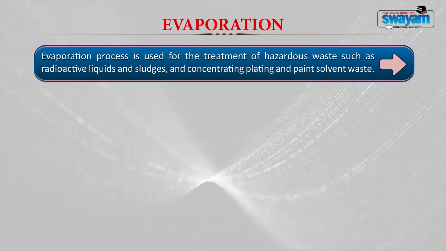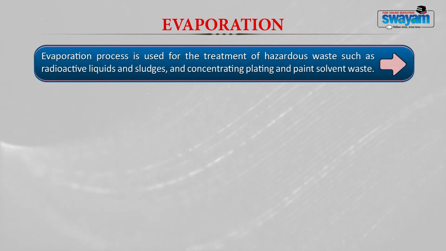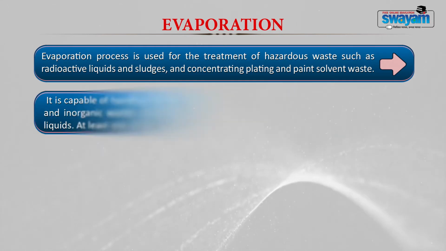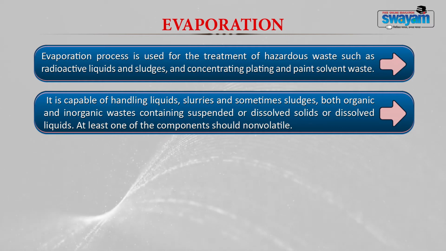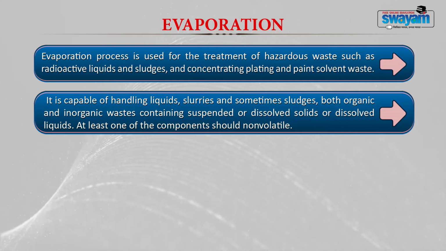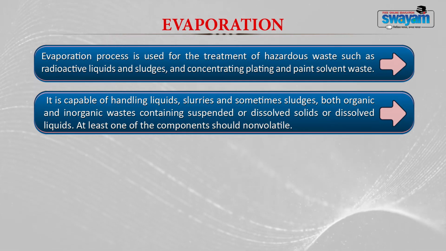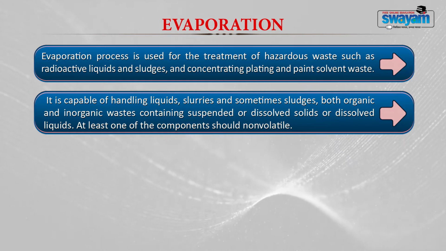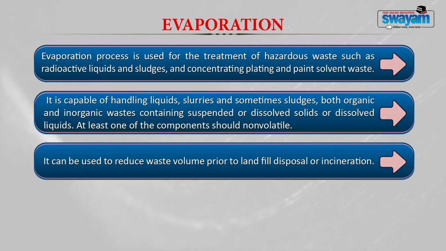Next is evaporation. Now, evaporation process is used for treatment of hazardous waste like radioactive liquids and sludges and the concentrating plate and paint solvent waste. Now, it is capable of handling liquids, slurries and sometimes sludges. Now, sludge can be both organic, inorganic and it can contain suspended or dissolved solids or dissolved liquids. Now, at least one of the components which you are using should be non-volatile. Now, it can be used to reduce waste volume prior to landfill disposal or incineration.